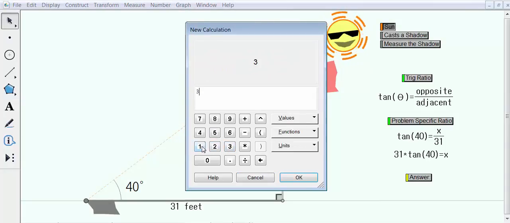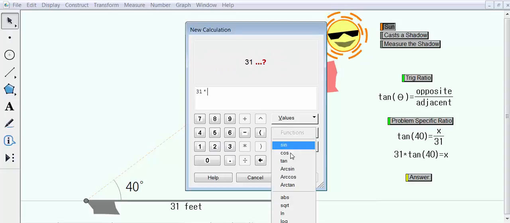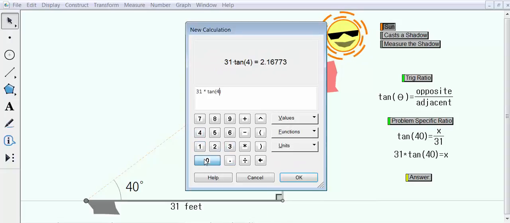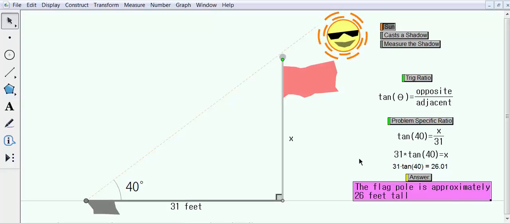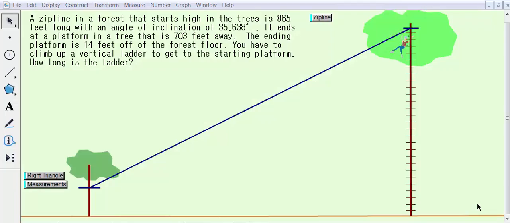We'll type into the calculator 31 times the tangent of 40 and get 26.01. So this means that the flagpole is approximately 26 feet tall. Now let's try another problem.